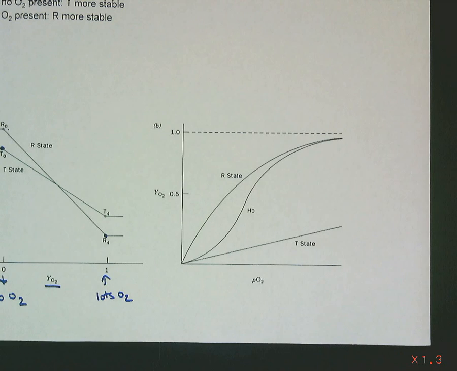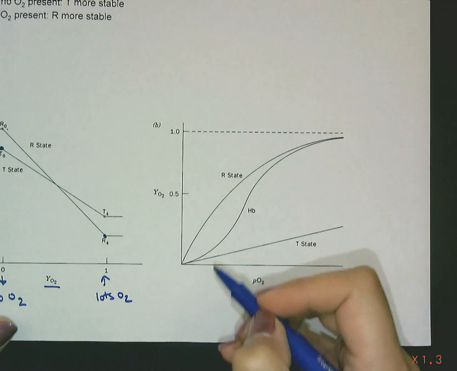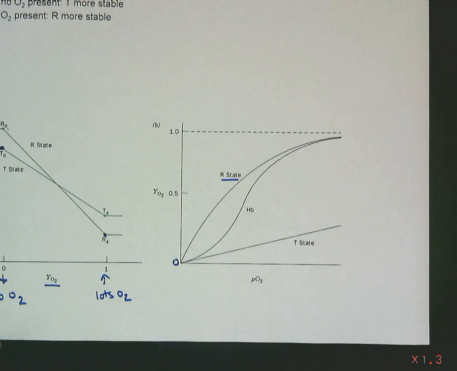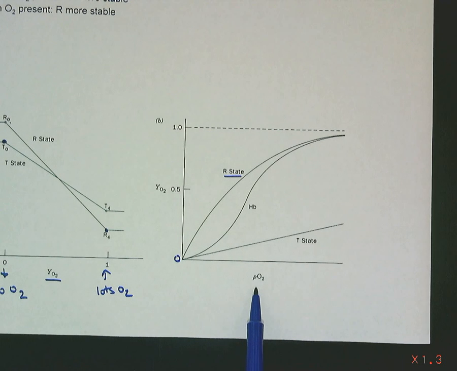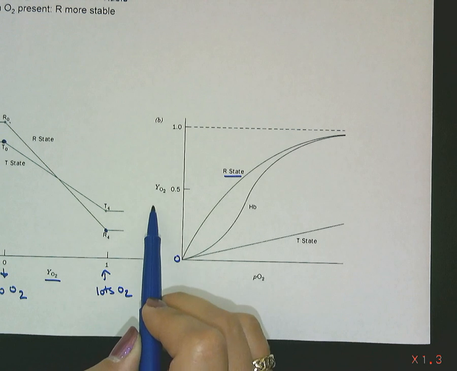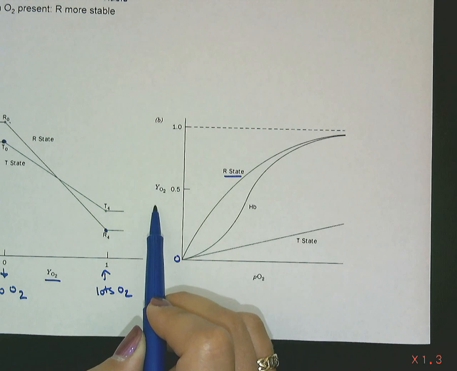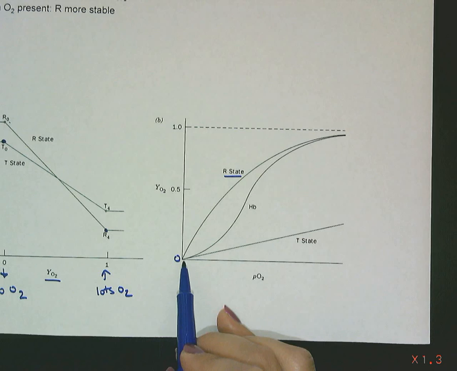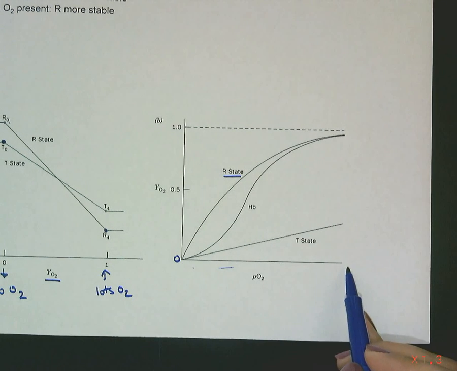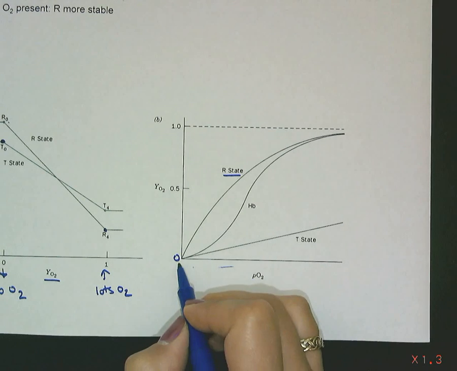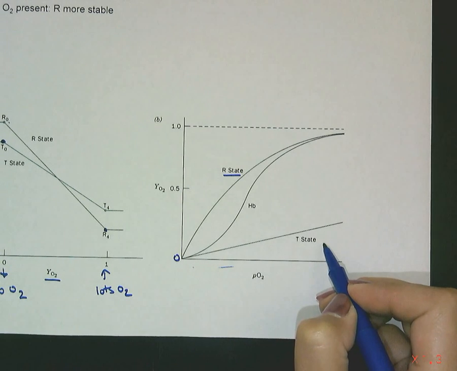So looking at this graph, here's my R state. I've now shifted so that my x-axis is PO2, right? Concentration of oxygen, partial pressure of oxygen. And I still have my same YO2, no oxygen, lots of oxygen. So as I go from no oxygen to lots of oxygen, my R state is exponentially going up, more likely to be in the R state. If I'm down here, no oxygen to lots of oxygen, I'm not likely to be in the T state.